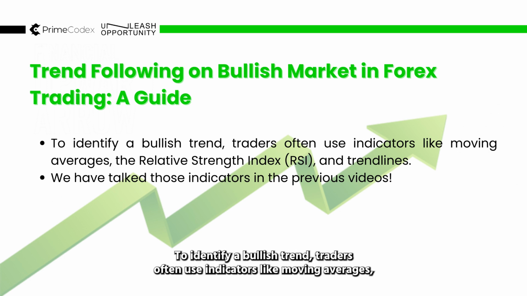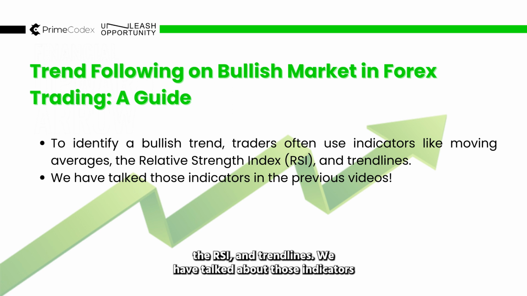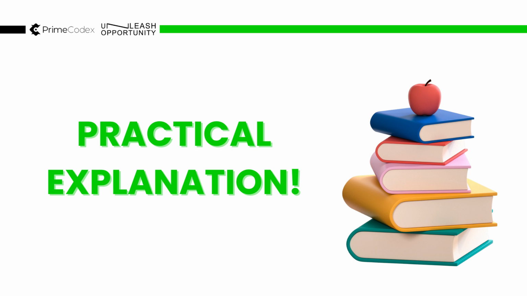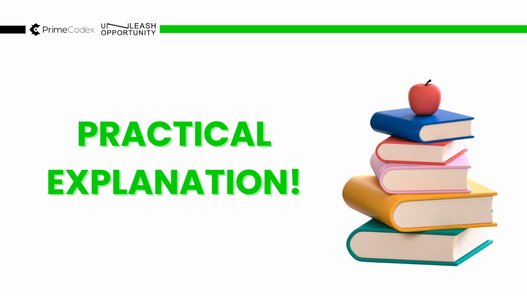To identify a bullish trend, traders often use indicators like moving average, the RSI, and trend lines. We have talked about these indicators in the previous videos. I'm not going to talk too much about how you determine the bullish market. I will focus on how to use trend following in a bullish market. Let me explain it to you with a practical explanation.